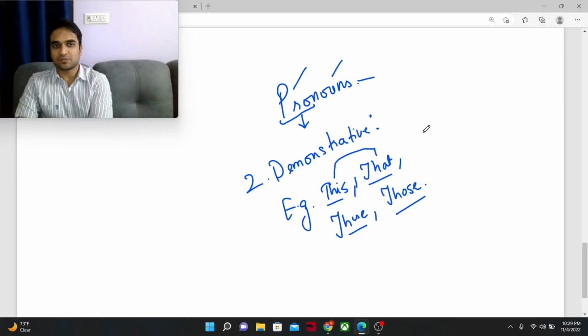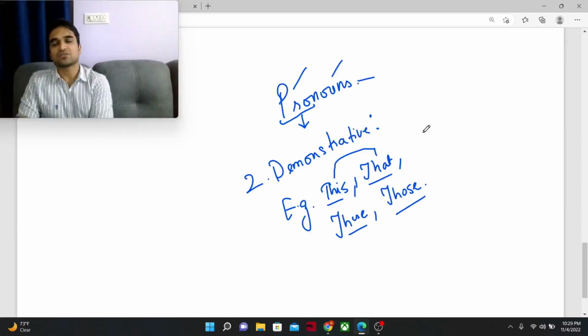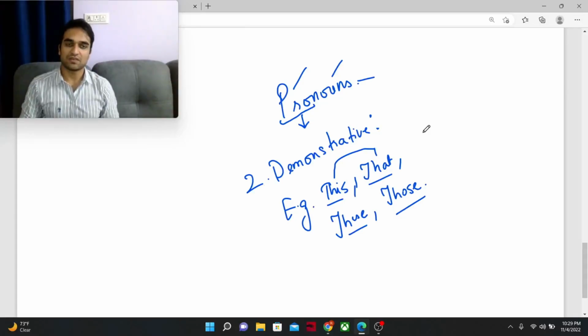There are others as well. I'll name the pronouns for you and we'll take these pronouns up in the next class. You have the reflexive pronoun, the emphatic pronouns, you have reciprocal pronouns, distributive pronouns, which makes it 6 pronouns. Then you have interrogative pronouns and relative pronouns to cap it all. We have 8 kinds of pronouns. I've discussed 2 with you, the personal pronouns and the demonstrative pronouns.